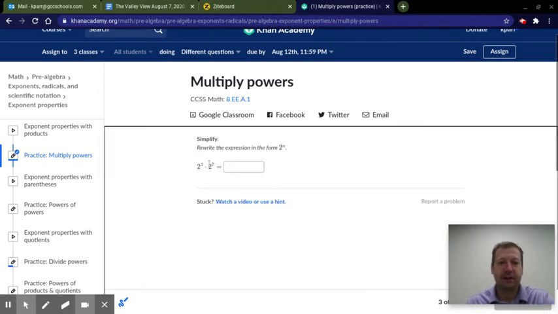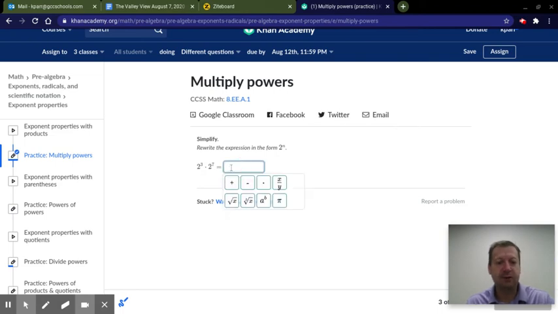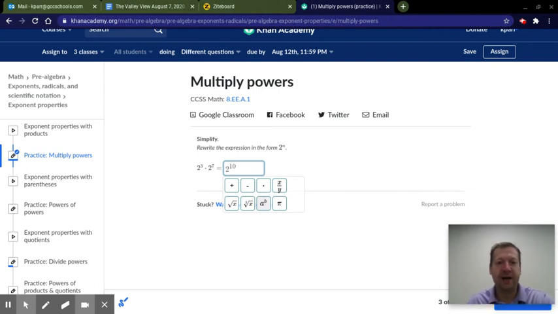Simple again. 3 plus 7 is going to be 2 to the 10th power. So I'm going to write 2 to the 10th power, and it just says simplify. It doesn't say solve it all the way out. So it says rewrite the expression in the form of 2 to the n power. Well, it's going to be 7 plus 3 is 10. So I just put 2 to the 10th power. I don't actually take 2 times 2 10 times.